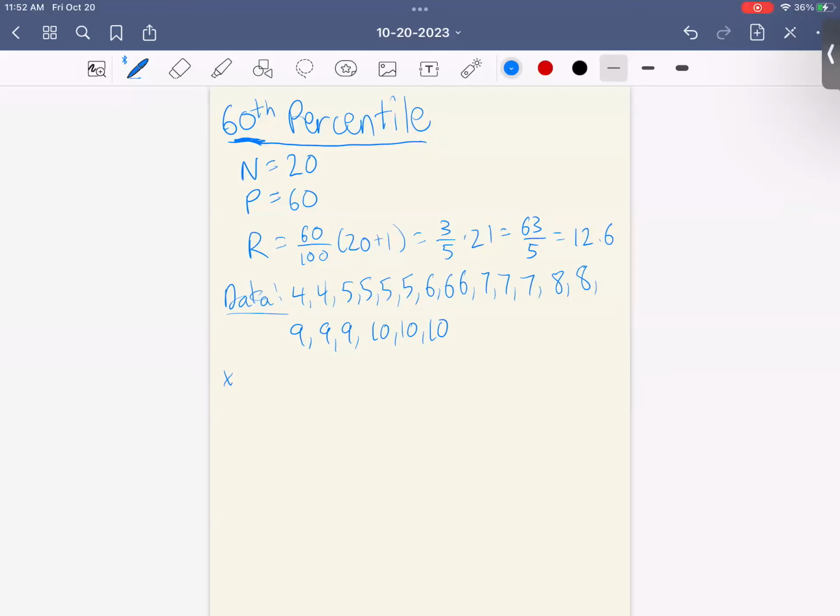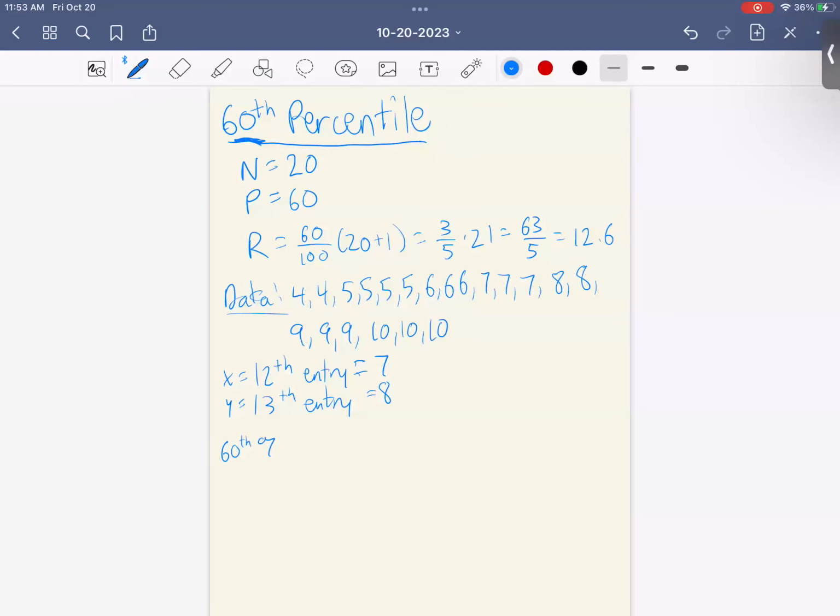Now, X is the 12th entry. So that's 1, 2, 3, 4, 5, 6, 7, 8, 9, 10, 11, 12. So that's 7, and then the 13th entry is 8. So X, the 12th entry, is 7, and Y, the 13th entry, is 8. And now we have to use the formula.